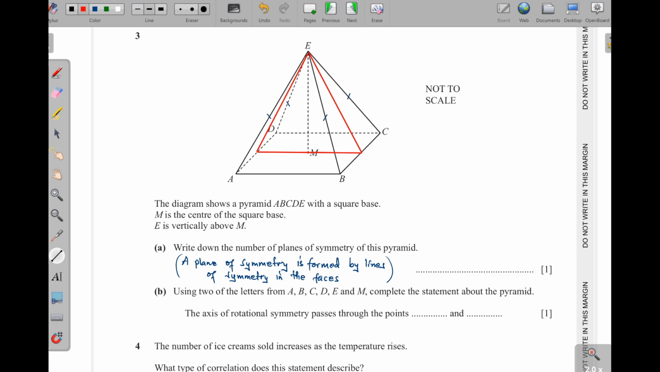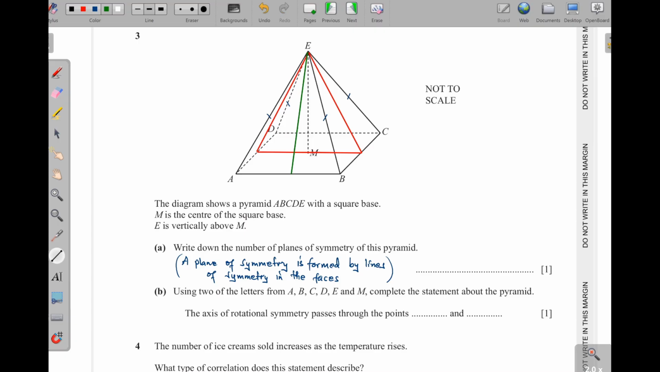Now that is one plane of symmetry. I've cut it into two. That is one. Then another one, let me use another color. I can have the one behind and the one facing me. This triangle here has a line in the middle that comes like this and divides it into two.